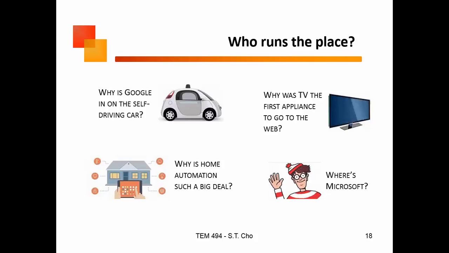When you're in a car, you're a captive audience. If you don't have to drive anymore, guess what? That car's going to have a little TV in it or a computer system, so you can go Google. Home automation, again, to get your attention. And TV was the first appliance to go to the web because that's where people used to spend most of their time, in front of the TV, and that's been consistently going down.